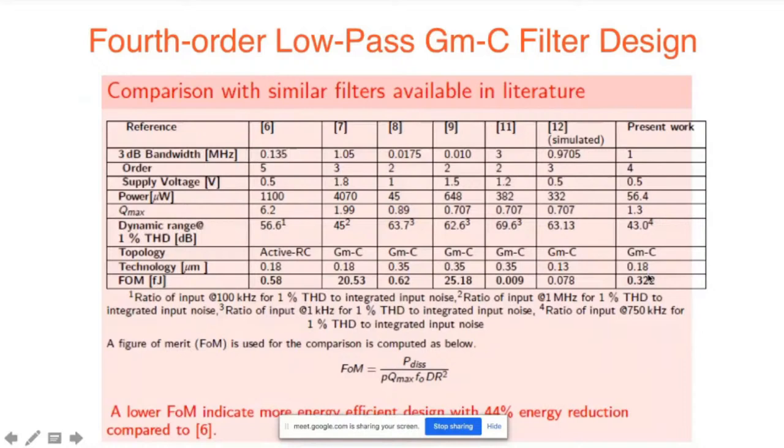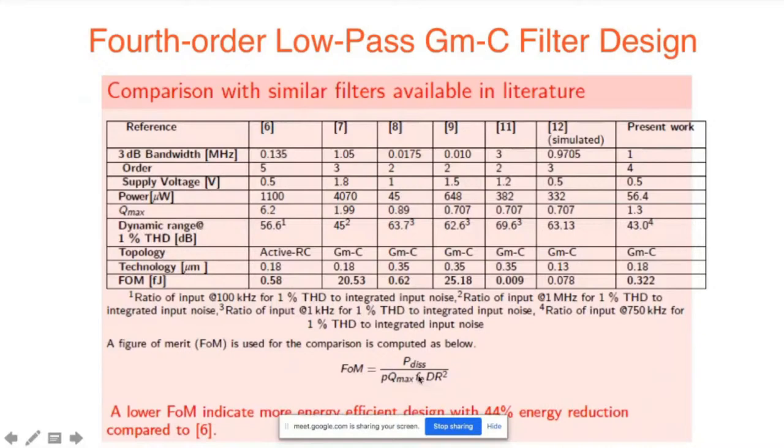One of the important parameters used for comparing performance is called the figure of merit, which is power dissipation divided by P, Q, max, F naught, and dynamic range squared, which is called power per pole. What is the power per pole? This FOM tells that per pole this much power is going to be dissipated. P takes care of the number of poles, or you can say the order of the filter, Q is the quality factor of the filter, F naught is the maximum 3 dB bandwidth, and DR is the dynamic range squared.